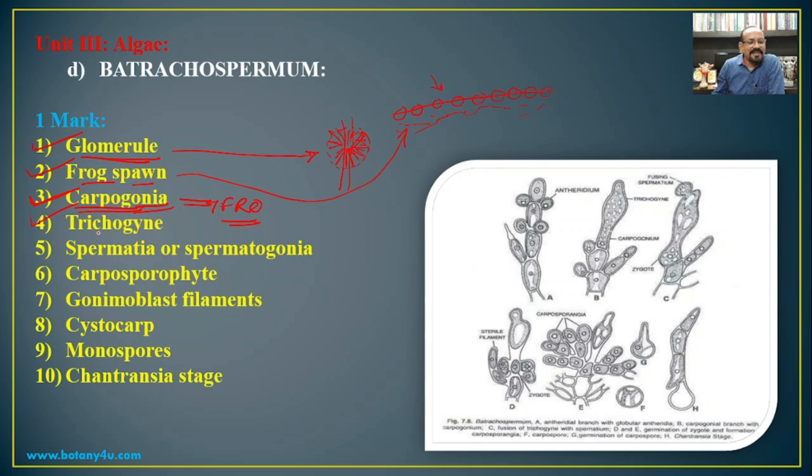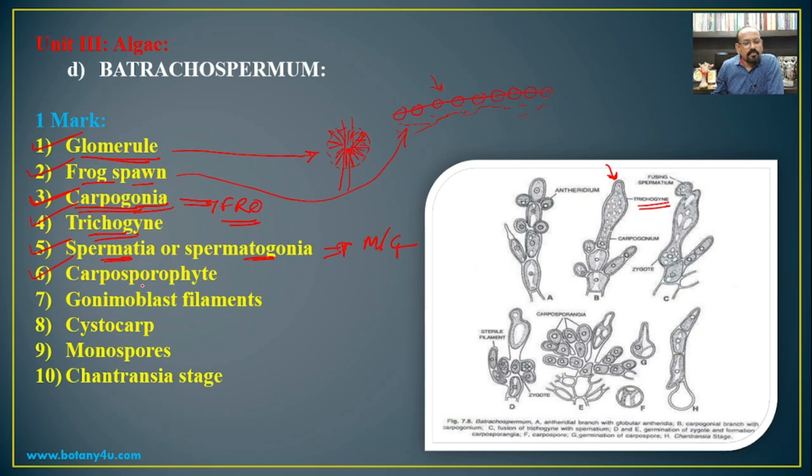Then the fourth one, that is the trichogyne. The terminal part of the Carpogonium is known as the trichogyne, which is almost hair-like and colorless, and is used to receive the male gametes or the spermatia. Then the spermatia or spermatogonia are the unicellular structures which are formed by Batrachospermum as male gametes.